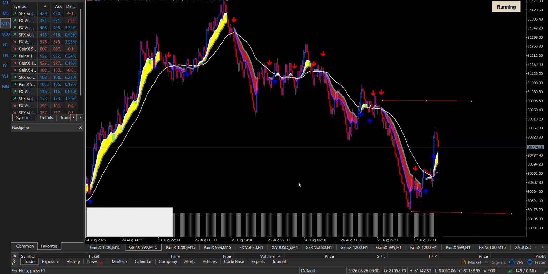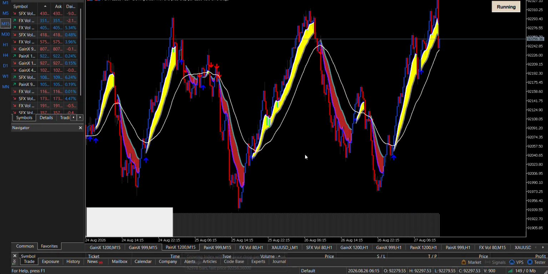Okay, so that is why it is giving us this kind of pullback. So you guys should stay alert, keep an eye on it, and make sure you get the best out of it. Now let's check out other assets.